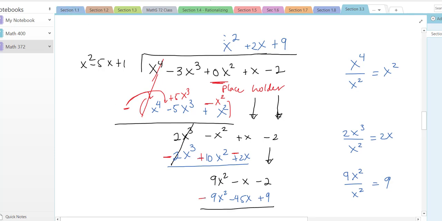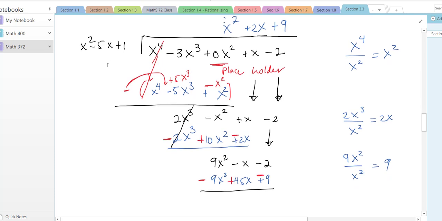So when I subtract, distribute the negative. So negative times a negative becomes a positive, and negative times a positive becomes a negative. And so what do we get? So my 9x squares cancel. Negative x plus 45x becomes positive 44x, and negative 2 minus 9 is negative 11.